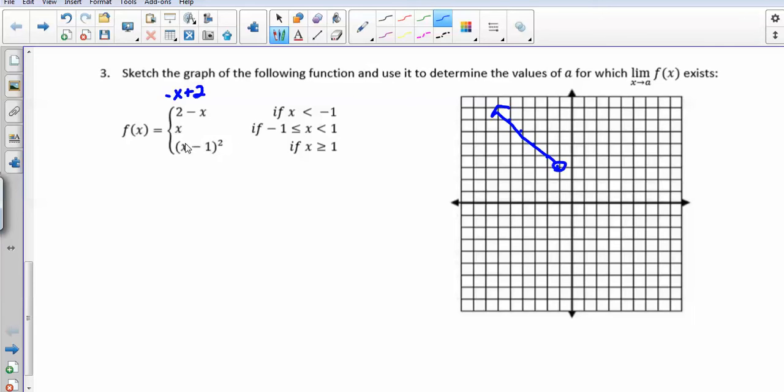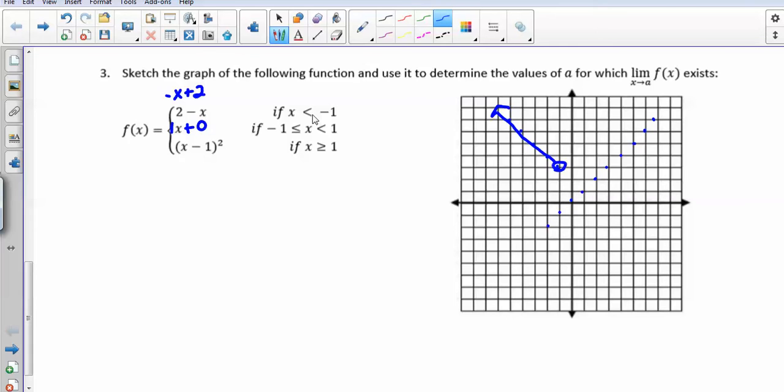This is another linear function, y equals x, which is 1x plus 0. So you start at 0, and you do a slope of positive 1. So this is going to look like this. You can go backwards as well. Going backwards will put you here, here.